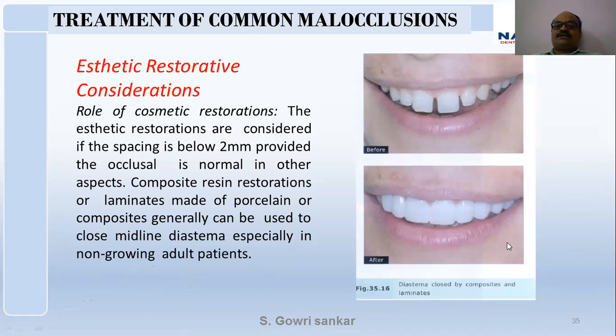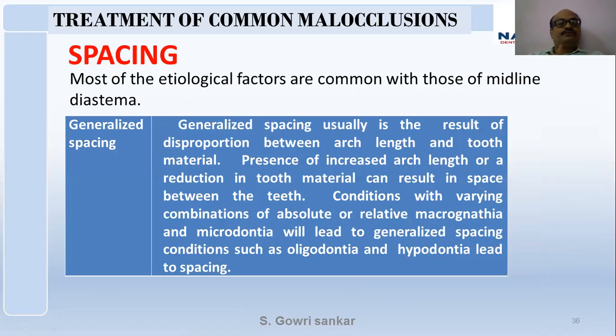So if all the conditions are favorable and there is good occlusion except the anterior incisor spaces, and spaces are less than 2 millimeters, instead of orthodontic treatment you can consider composite fillings, or you can consider laminates. So this brings about the end of the diastema closure, and of course the treatment of diastema also.